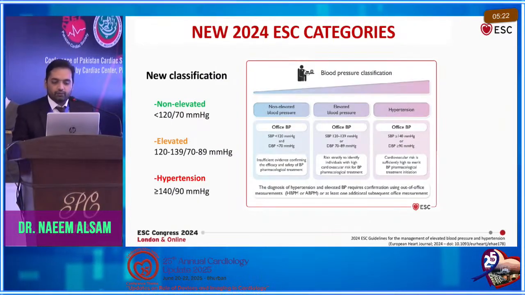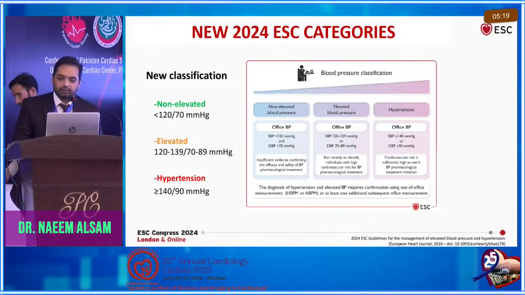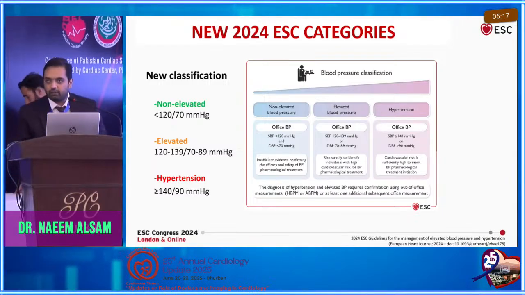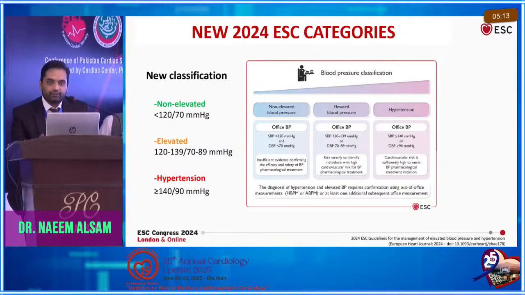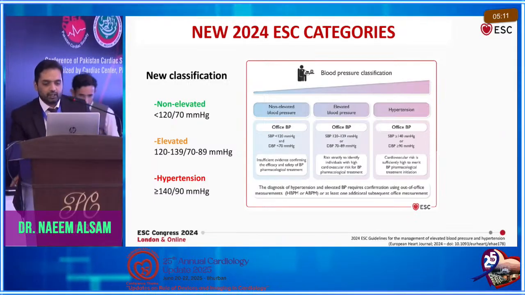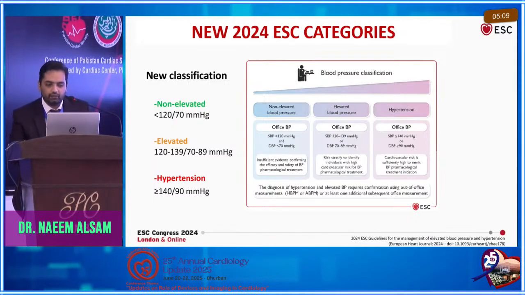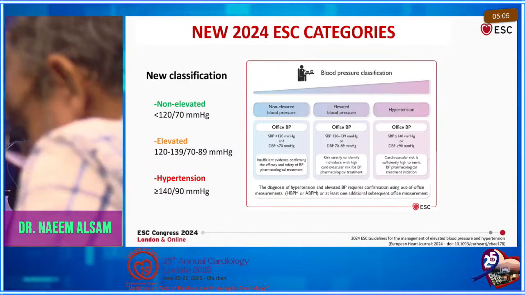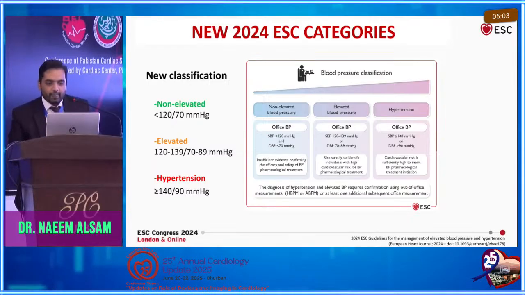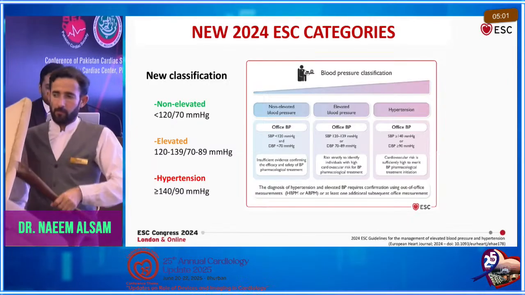Now in 2024, ESC has categorized blood pressure into 3 categories: non-elevated, elevated and hypertension. Simply, if it is less than 120 by 70, it is non-elevated, and if it is more than 140 by 90, it is hypertension. In between is elevated.